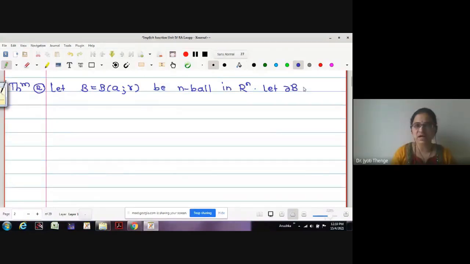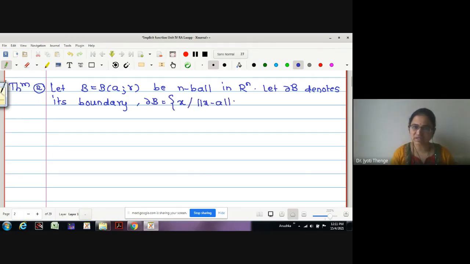This B is the n ball in an Rn space. Dou B denotes its boundary. Because whenever we consider an n ball, we do not consider it along with its boundary, because it is an open set, right? Therefore, what is dou B? Let me define it. It is the collection of all x such that the norm of x minus a is exactly equal to r.